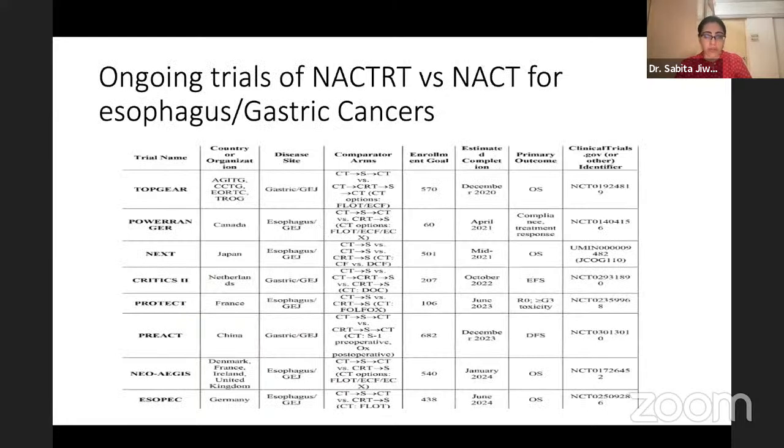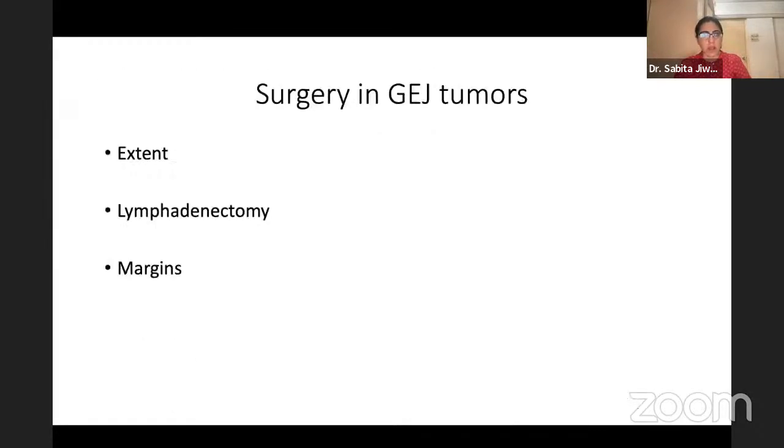So there are many ongoing trials, and you can just know the names. You don't need to know the actual numbers, etc. Just know the names and the arms that they are comparing. Coming to the gist of what we want to know about gastroesophageal junction tumors is what should be the surgery that we should do for these tumors.